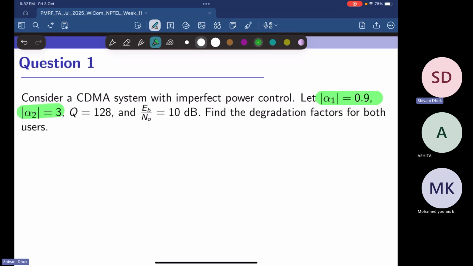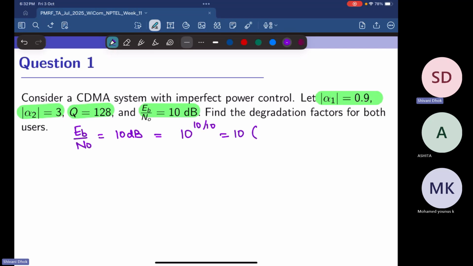Then the spreading factor Q is given to us as 128, and Eb by N naught is given to us as 10 dB. So this Eb by N naught, which is 10 dB in dB scale, is nothing but 10 to the power of 10 dB by 10, which is 10 in the linear scale.